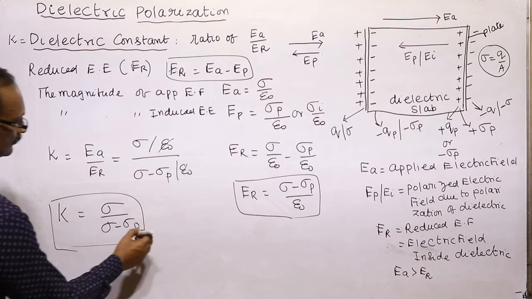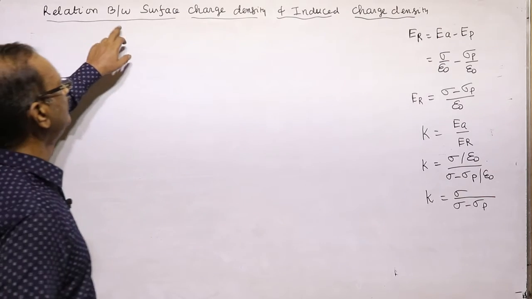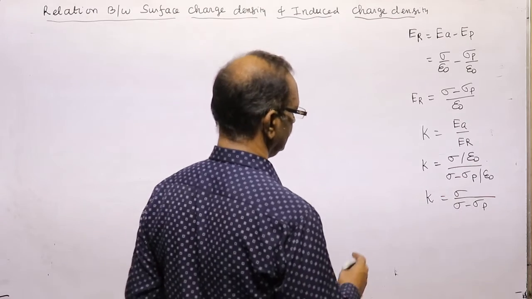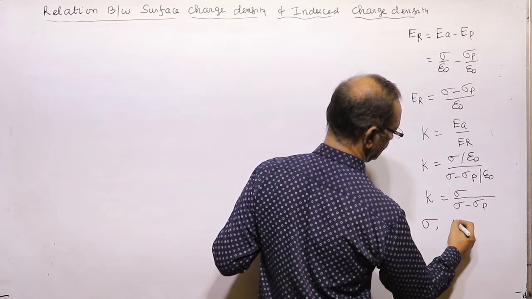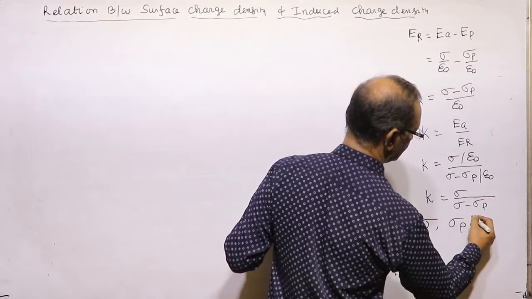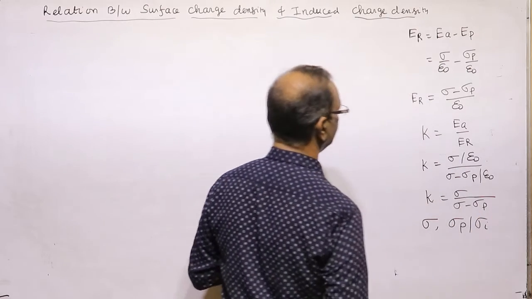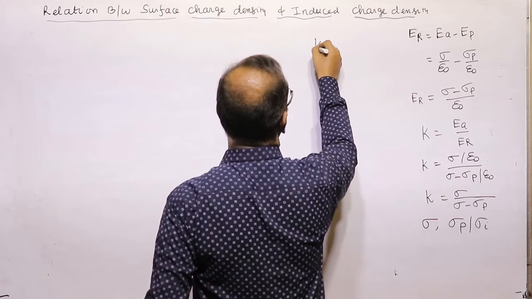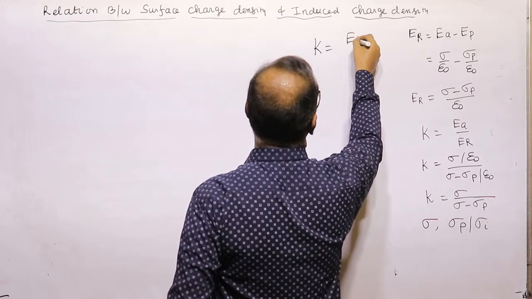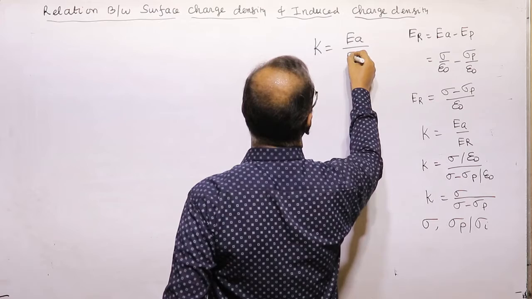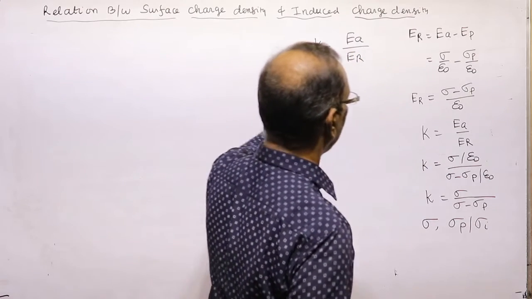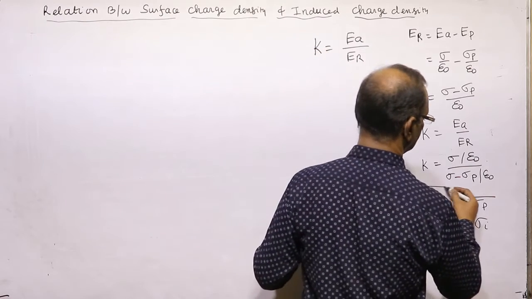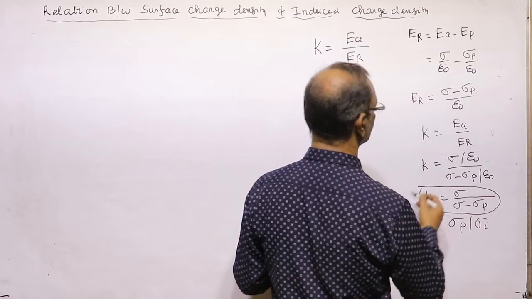Now, the relation between surface charge density and induced charge density. So this is the surface charge density and this is the induced charge density, or polarized charge density. And we know that K, the dielectric constant, is equal to the applied electric field divided by the reduced electric field, and that we have proved, K into sigma. This is what we have proved.